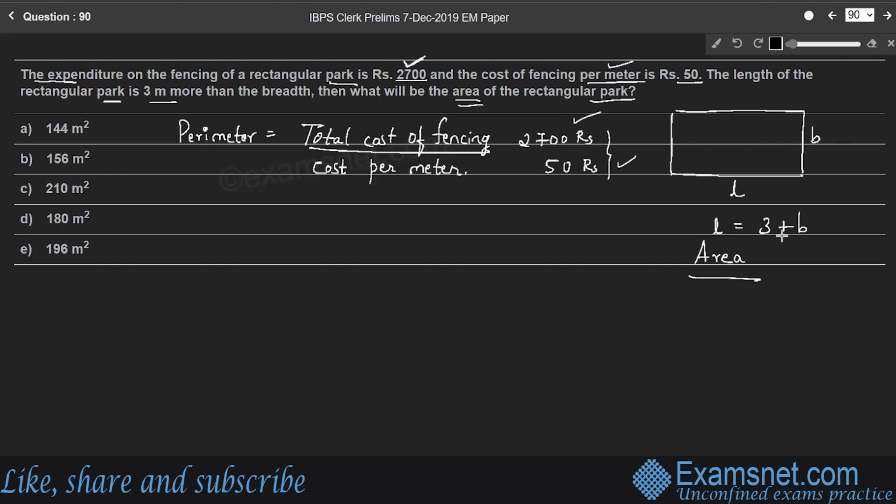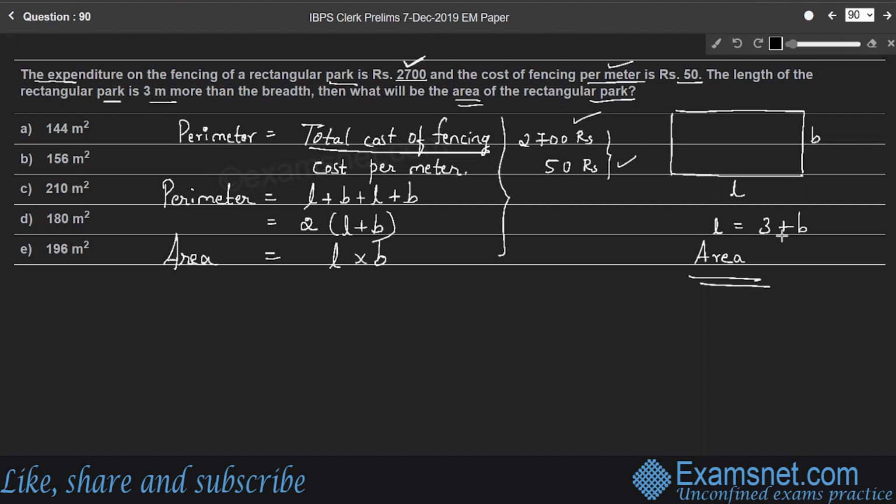And also for area and perimeter. So perimeter of the rectangle is, so length plus breadth plus length plus breadth. That is, it is 2 times length plus breadth, right? And area of the rectangle, so what is area of the rectangle? Length into breadth, right? Using these three formulae, we are going to solve this problem.